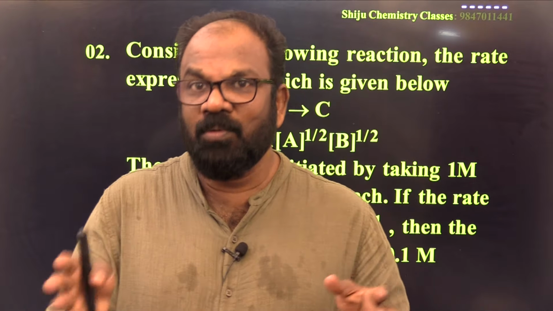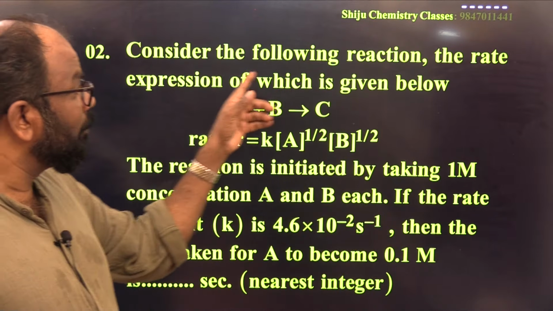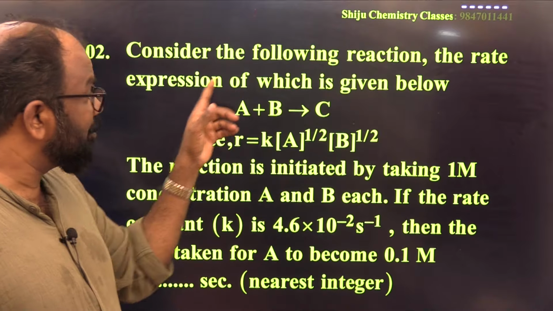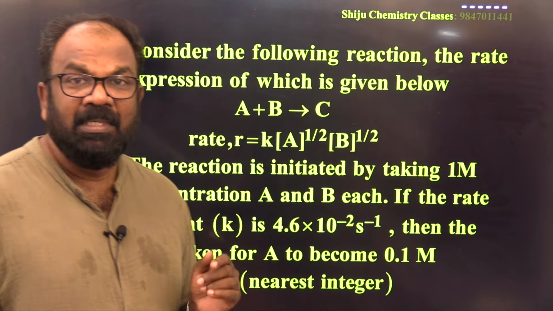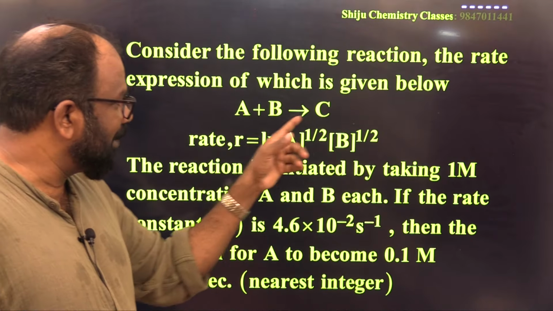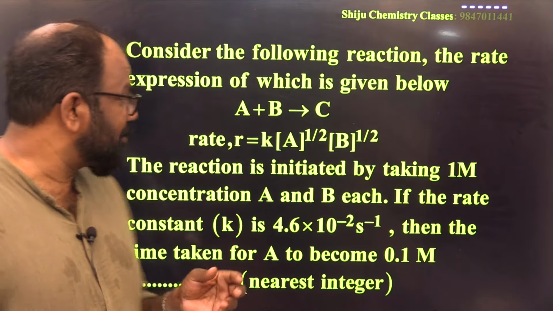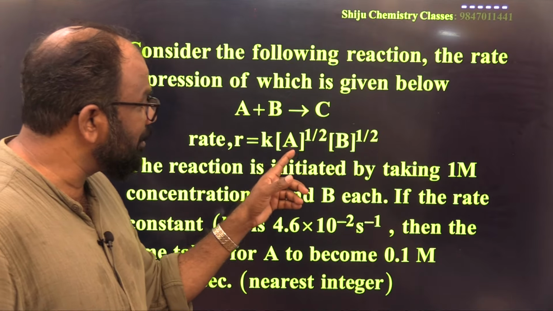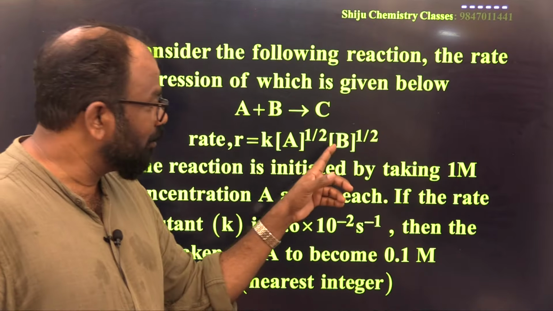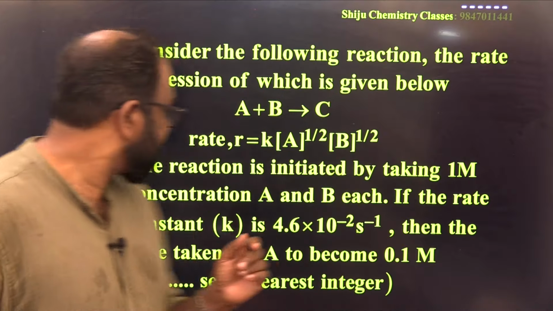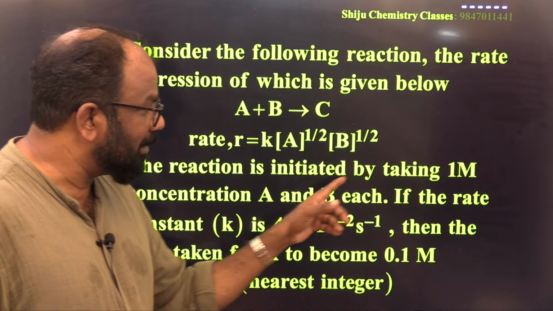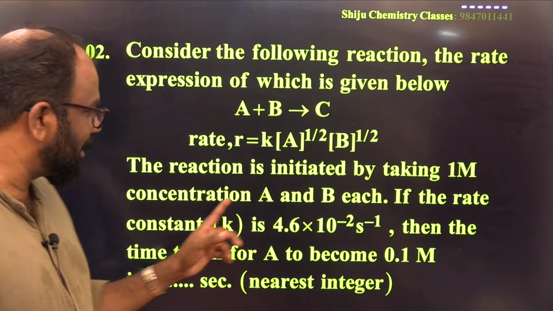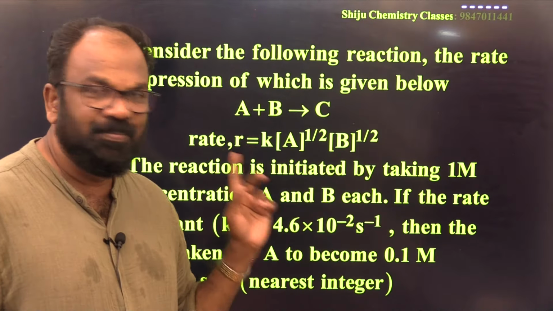Now question number 2, please listen. Consider the following reaction, the rate expression of which is given below. The reaction is A plus B giving C, and the rate expression is R is equal to K into concentration of A raised to half into concentration of B raised to half. The reaction is initiated by taking 1 molar concentration of A and B each.